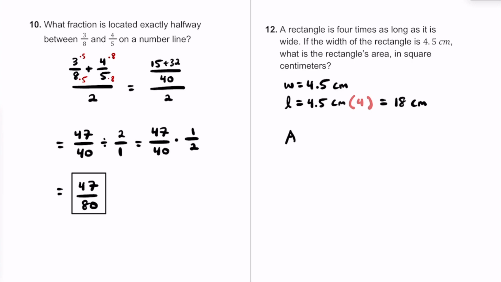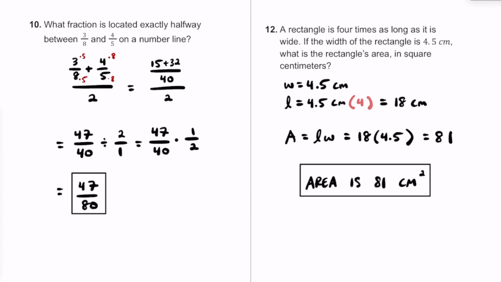And so we find out the area of this rectangle is just going to be length multiplied by width. Now the length in this case we know is 18 centimeters, and the width we know is going to be 4.5 centimeters. So if we go ahead and multiply 18 times 4.5, plug that into a calculator, 18 times 4.5, that's going to be 81. And so the area of this rectangle would be 81 square centimeters.